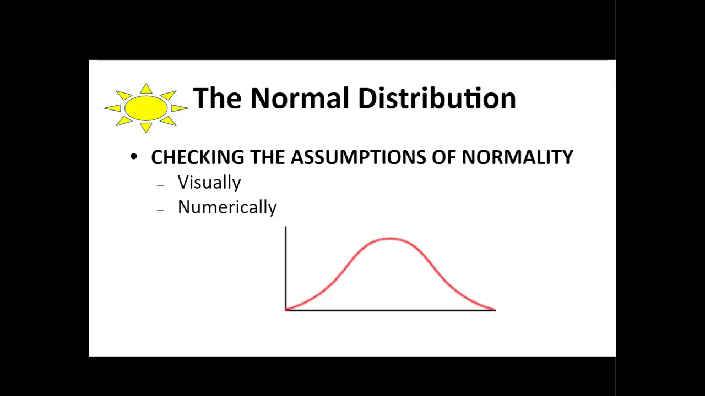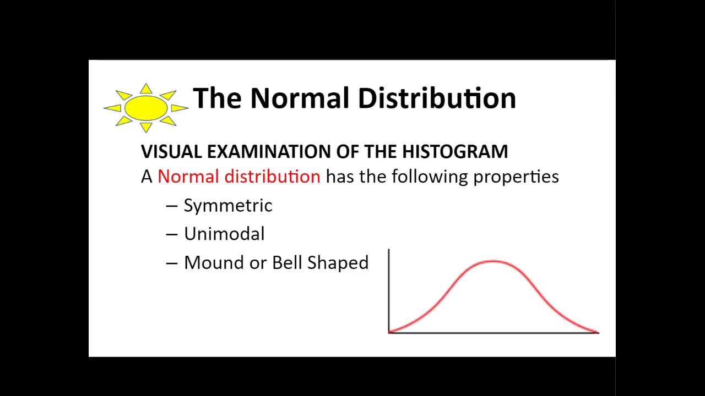Okay, so let's do a quick review of how to check the assumptions of normality, both visually and numerically. When we're looking at the histogram, the normal distribution should have the following properties. It should be symmetric. We should see that the center has higher columns than the sides. It should taper down approximately the same on both sides. It only has one mode. So again, the majority of the data is distributed within the center, and it should have a mound or bell-shaped look to it.